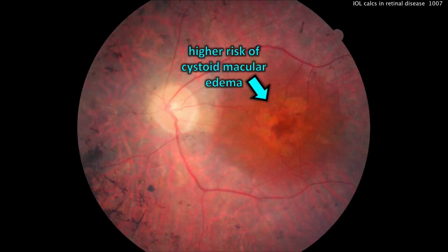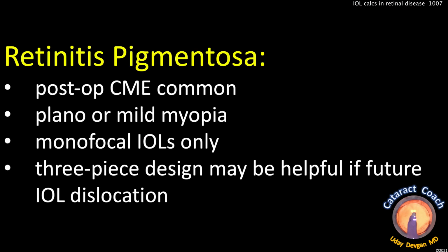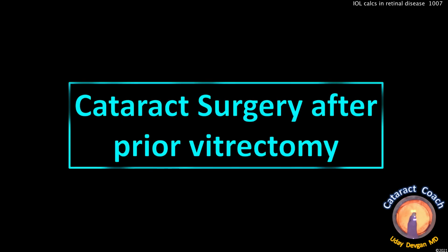You can see that's the characteristic retinal findings. These patients have a higher risk of cystoid macular edema. And they also have a high risk of capsular phimosis. So in these cases, I like to have a monofocal lens only. I think a 3-piece design may be helpful if you think there'll be future IOL dislocation from that phimosis. And of course, watch them carefully and prophylactically treat with NSAIDs.